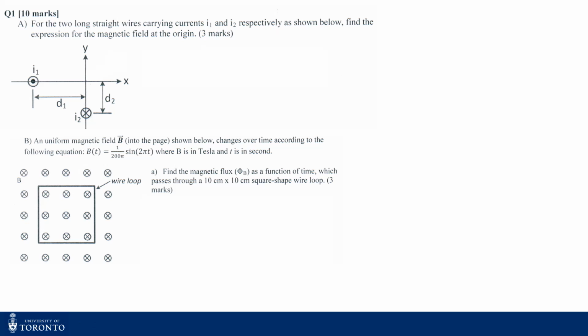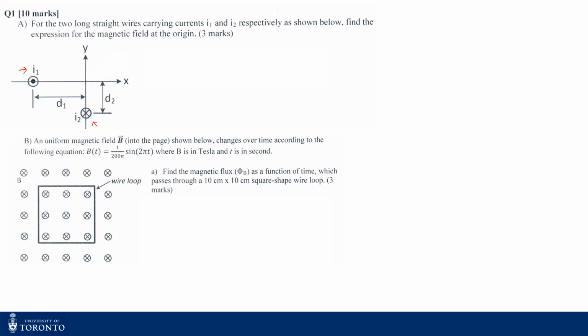In this problem, we see that there are two current carrying wires. One is carrying current I1, and the direction of the current is coming out of the page, and the other current is I2, which is going into the page. Now, remember, these two will project magnetic fields in a circular manner, and the direction of the magnetic field will be given by the right-handed grip rule.